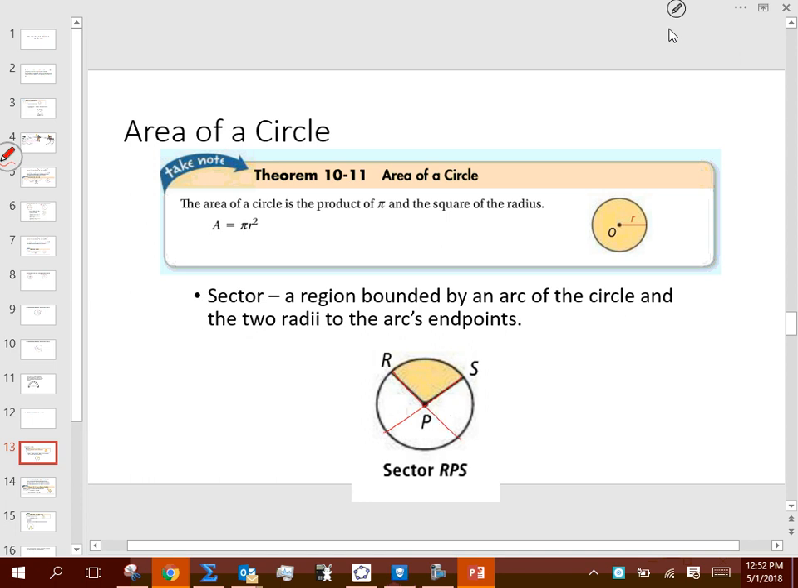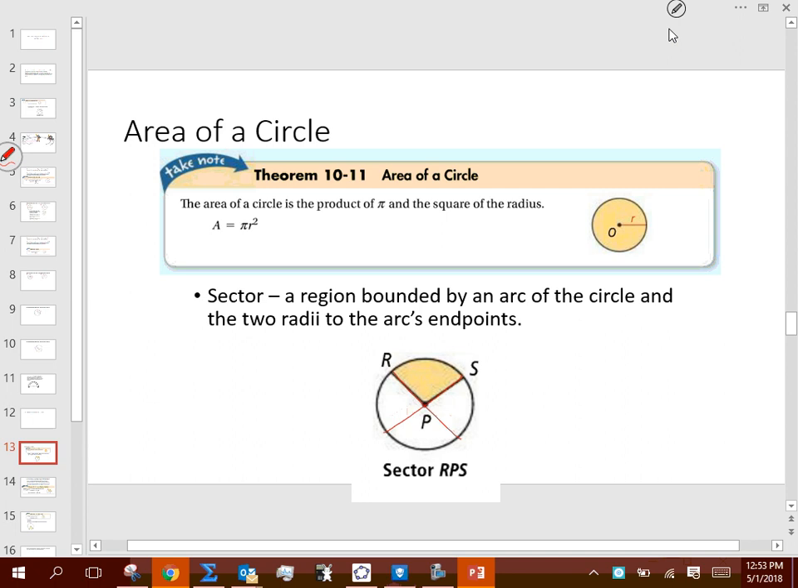Okay. It looks like a slice of pizza, right? Or a slice of pie, whatever. Those types of figures where the vertex is the center of the circle and the sides of the image are radii of the circle, that is referred to as a sector. Okay? Sector of a circle.